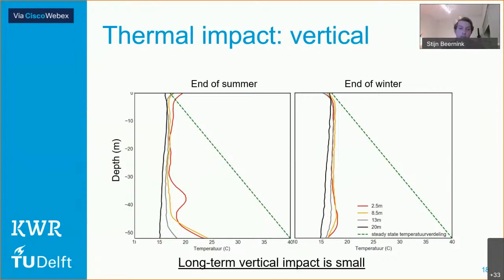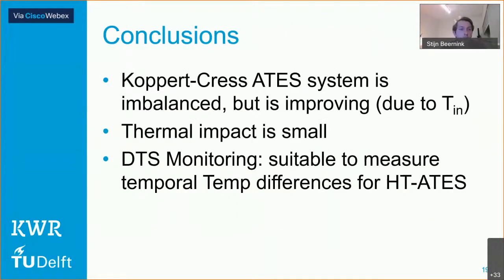But again, this impact is very small. So let's go to some conclusions. As I showed you, the Coppered Crest ATES system is very imbalanced, but due to the higher injection temperature, it is improving. Also, due to this large imbalance, the thermal impact is very small, both in a horizontal way and in a vertical way.